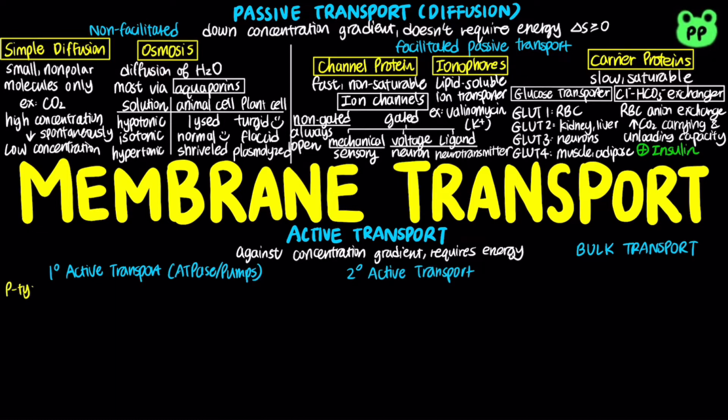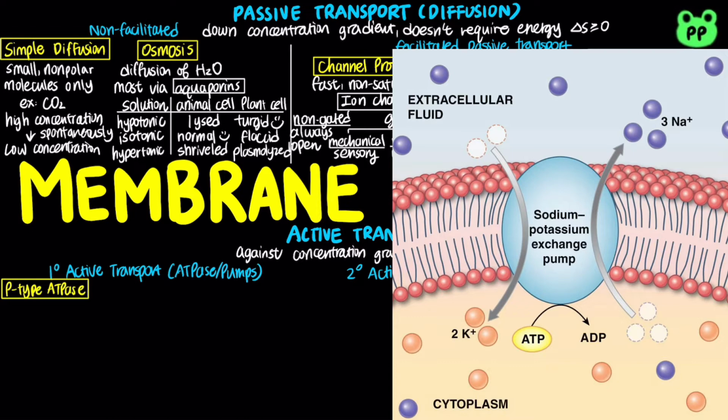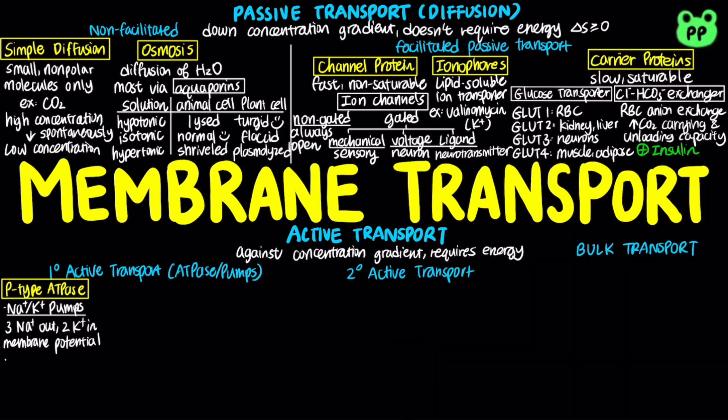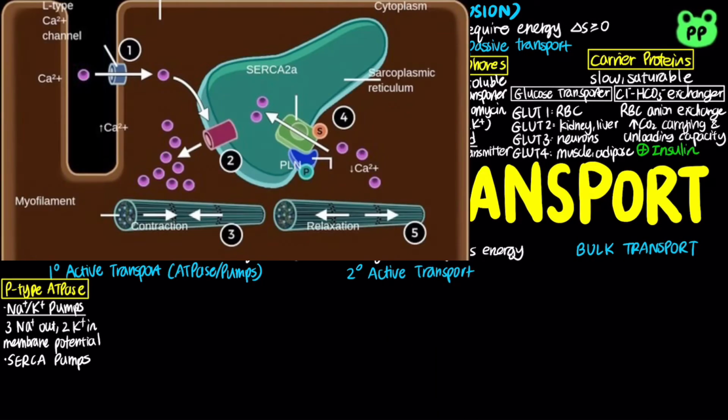P-type ATPases are cation transporters that are reversibly phosphorylated by ATP during their catalytic cycles. Examples include the sodium-potassium pump, which functions to maintain membrane potential in neurons. For each ATP molecule hydrolyzed, 3 sodium ions are transported out of the cell, while 2 potassium ions are transported into the cell. Another example of a P-type ATPase is the sarcoplasmic endoplasmic reticulum calcium ATPase pump, abbreviated as SERCA pump, which transports calcium from the cytosol into the sarcoplasmic reticulum, restoring the calcium concentration in the cytosol after muscle contraction.